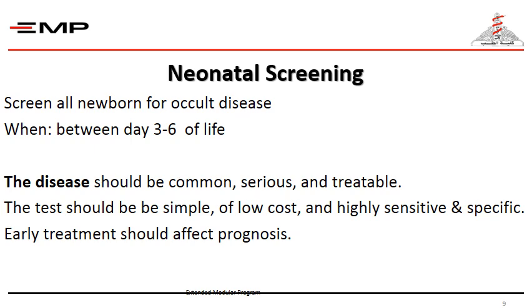The disease that we are looking for should be a common disease with serious consequences, meaning that the neonate might die or become severely affected if the disease is not discovered early and treated. And lastly, the disease should be treatable. The test that we are doing should be simple, of low cost, and highly sensitive and specific. And early treatment should affect prognosis, which means making the child normal or less affected.